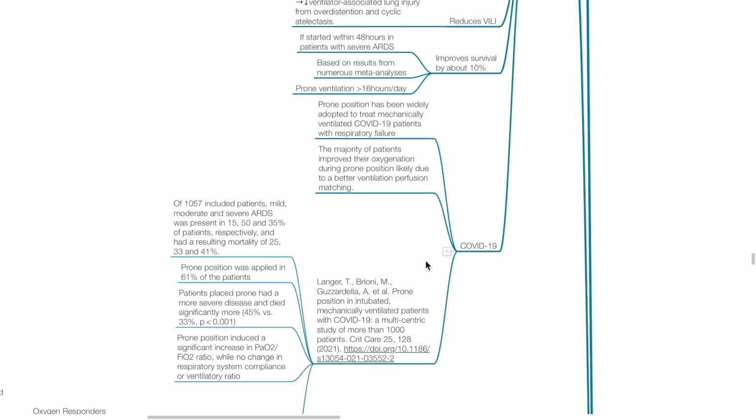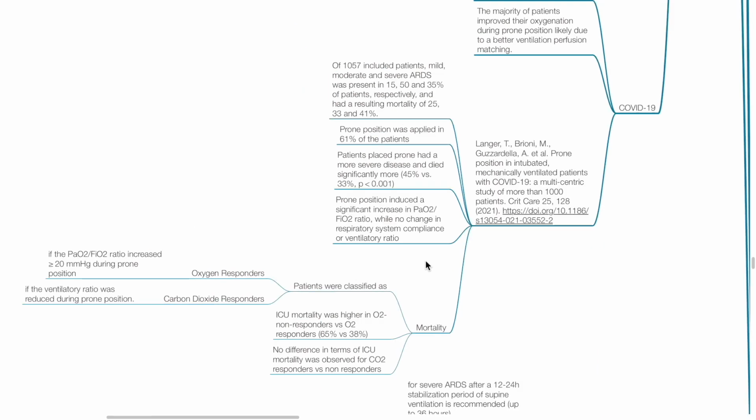Benefits in COVID-19 patients with respiratory failure. Majority of patients have improved oxygenation during prone positioning, likely due to a better ventilation perfusion matching. A study by Langer et al. in 2021 showed that of 1,057 included patients, mild, moderate, and severe ARDS was present in 15, 50, and 35% of patients, respectively, and had a resulting mortality of 25, 33, and 41%.